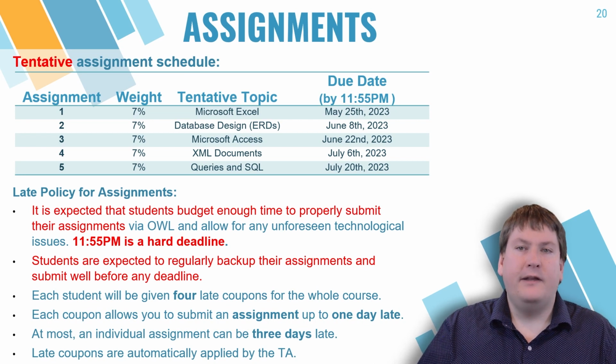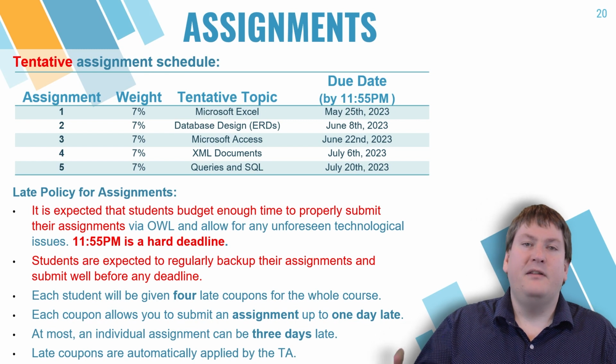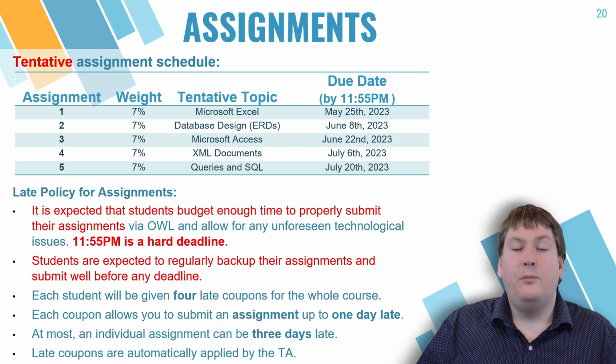And if you run out of late coupons and submit late, or your assignment is more than 3 days late, you simply get a 0 on that assignment. So to summarize, if you're going to be submitting late, you have to have a late coupon, at least 1 late coupon per 24 hours late it is, as well as you can't use more than 3 late coupons per assignment. Keep in mind, these late coupons can only be used on assignments.